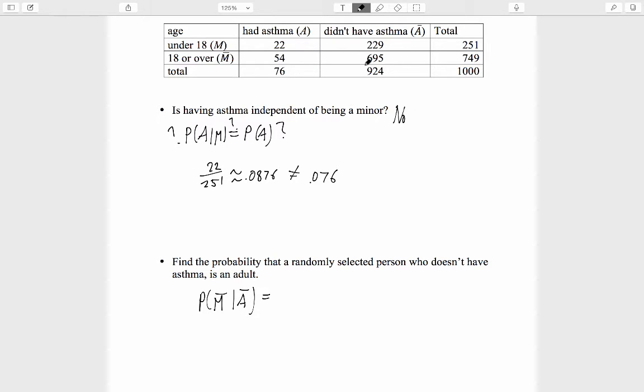This table makes it easy to figure out. There are 695 people out of the 924 we're sampling from who fit the description. So 695 divided by 924 is approximately 0.7522. The most important thing to understand here is that because of the way the question is phrased, it really is asking for a conditional probability. The background story is we are sampling here from those who don't have asthma, not from the whole population.